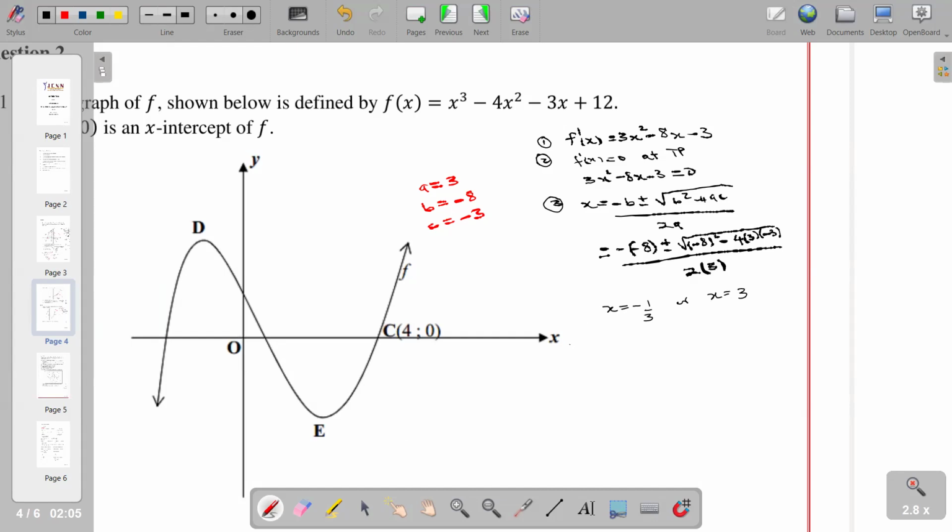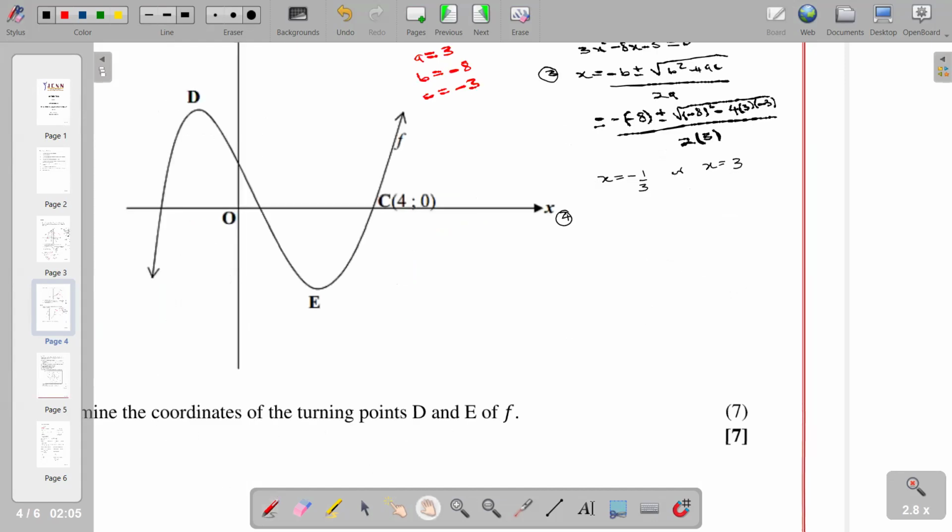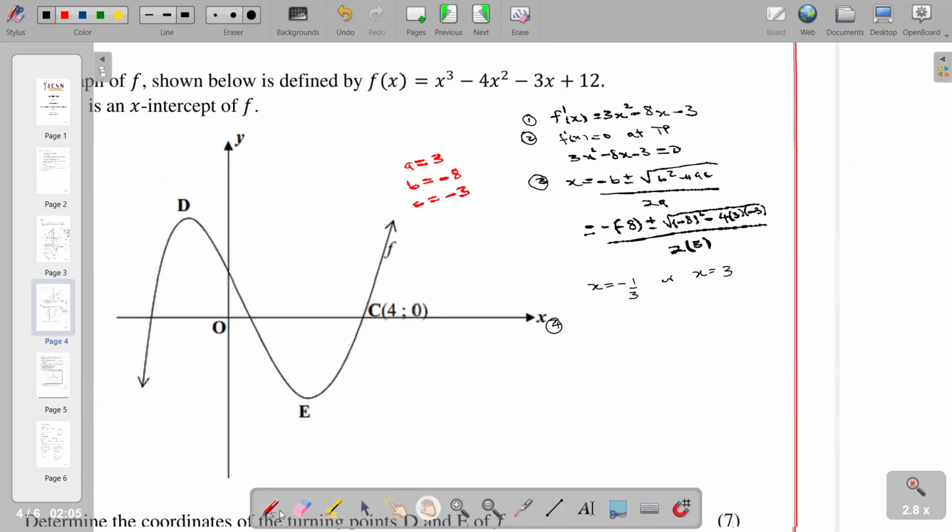Once you get these x values, you have to go to get the corresponding y values. Why? Because the question was requesting the coordinates at the turning point, not only the x values. So you substitute the x values into the given function. So y will be equal to, first, when x is equal to negative a third, a negative third cubed minus 4.